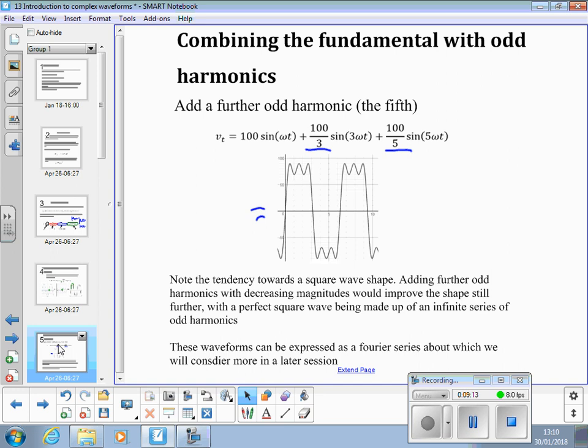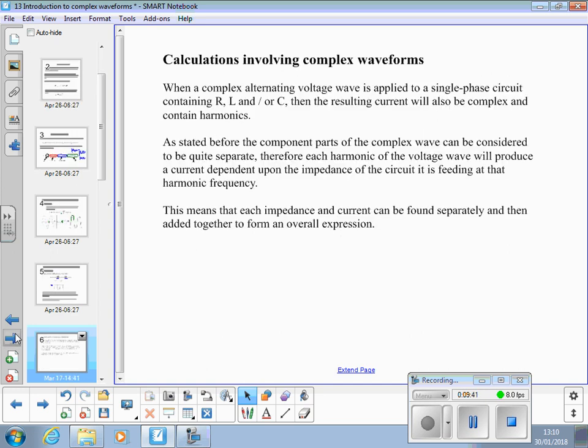Generally, we'd probably only need, for what we're going to do, to consider what it's like up to about the fifth or sixth harmonic anyway, because the magnitudes of the components get so small, they're not necessarily so much of an issue to us with regards to resonance in the circuits. We're going to consider it being expressed as a Fourier series a bit later on, okay? But what we're going to now have a look at is calculations involving complex waveforms.